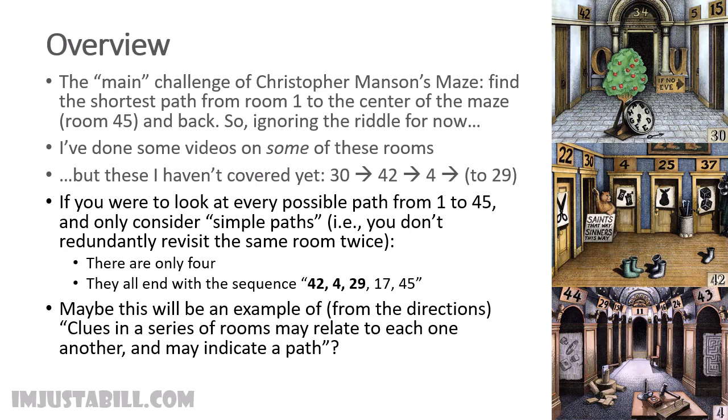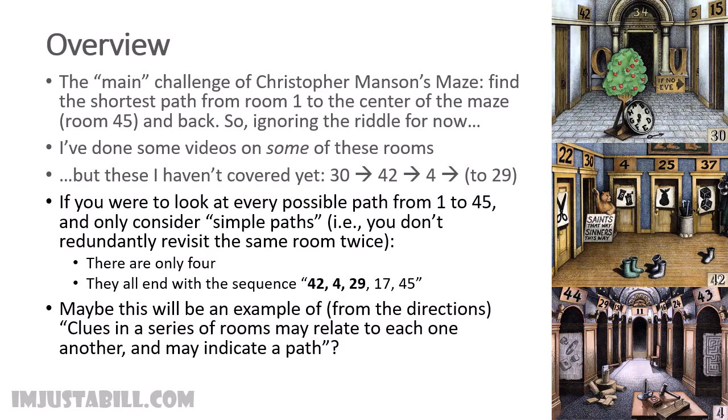Remember that the main challenge of Christopher Manson's book Maze was to find the shortest path from room 1 to the center of the maze, which is room 45, and back. So let's ignore stuff like the riddle for now. I already did a 3-part commentary on that. When it comes to the rooms that are on the shortest path, I have done some videos on some of those rooms, but not all of them yet. And there's a particular sequence of rooms I'd like to cover this time. That's from room 30 to room 42 to 4, and then from there to room 29.